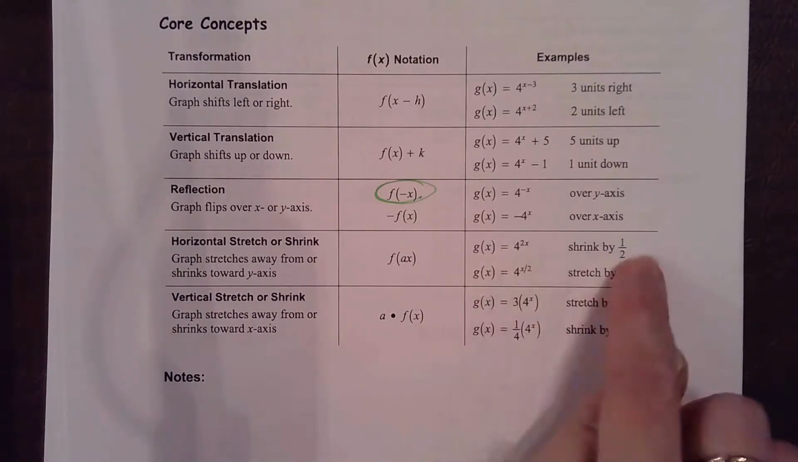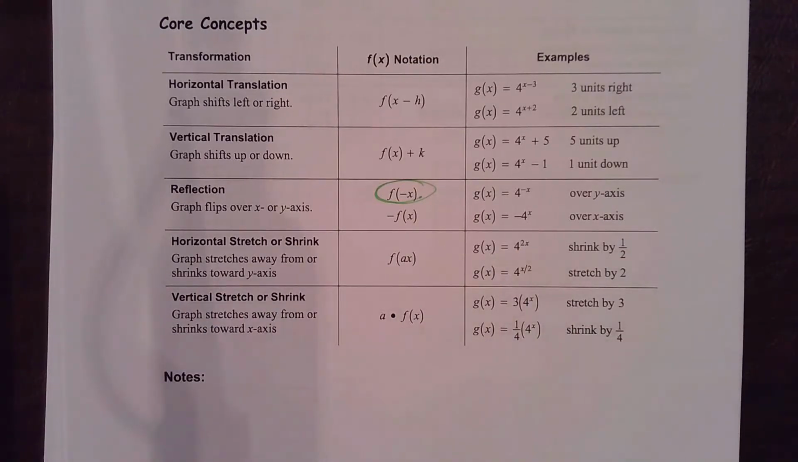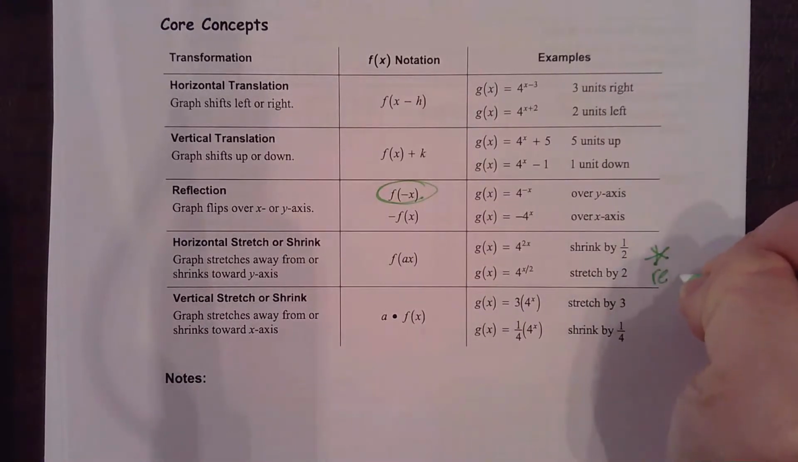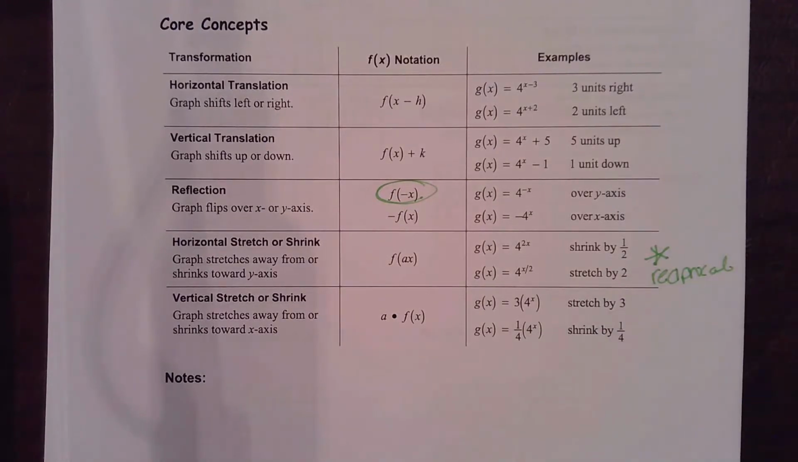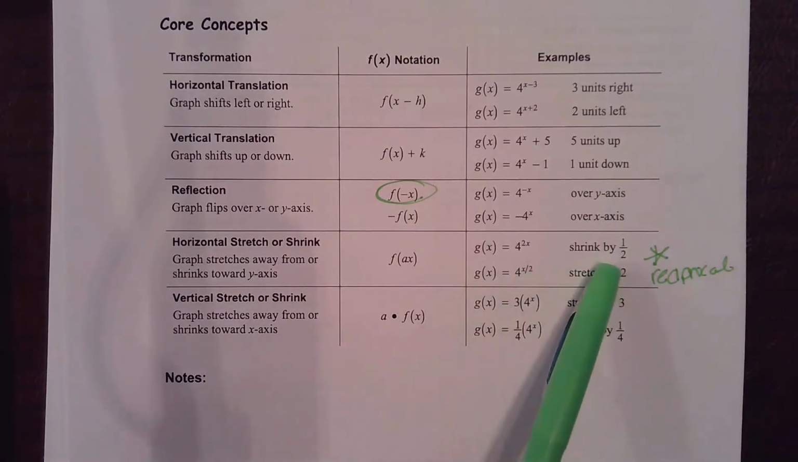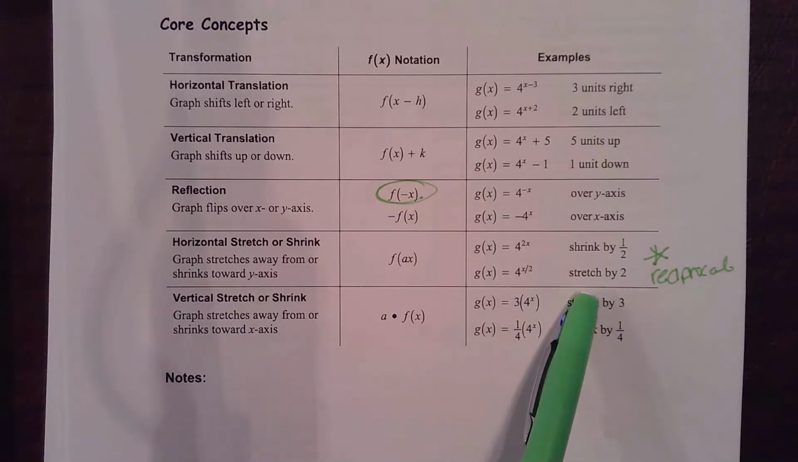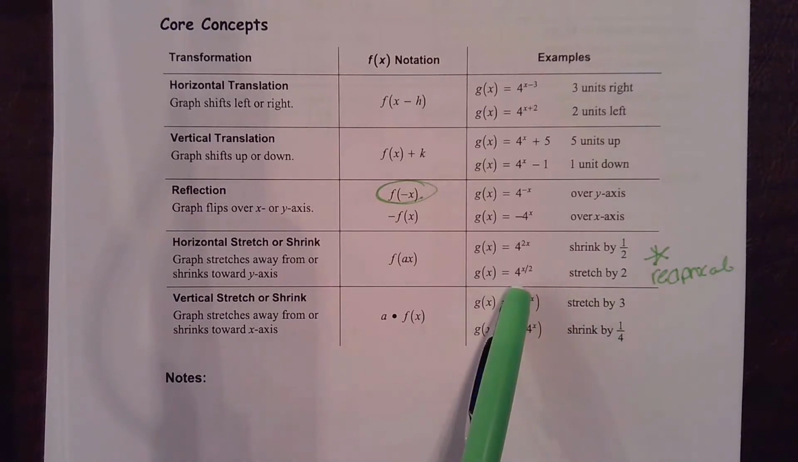So remember, with horizontals, that's the only one that we take the reciprocal of, okay? So remember, we have to do that reciprocal. So if it tells you a factor, you have to take the reciprocal of that. So a horizontal shrink by a factor of 1/2 would look like 4 to the 2x. A horizontal stretch by a factor of 2 would look like 4 to the 1/2 x or 4 to the x over 2, either way.